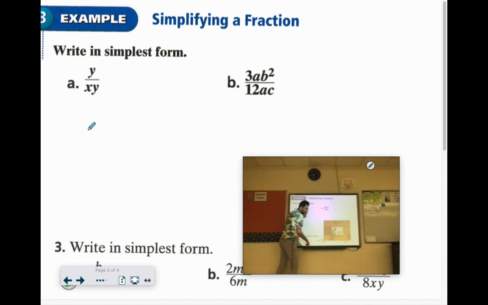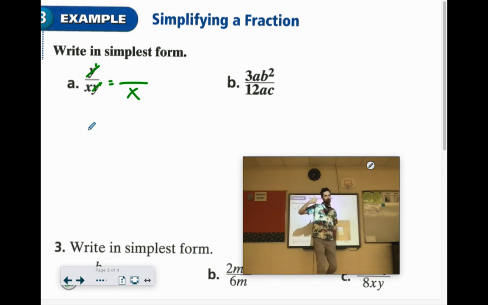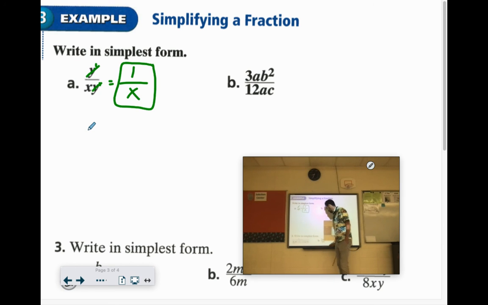Same thing can be done with variables. You see it in the numerator and denominator, cancel it out. Here's y to the first, here's y to the first. Those will cancel each other out. So all we're left with is an x in the denominator. You have to put something as a place filler in the numerator if it goes away. So we're going to put a 1. 1 over x.